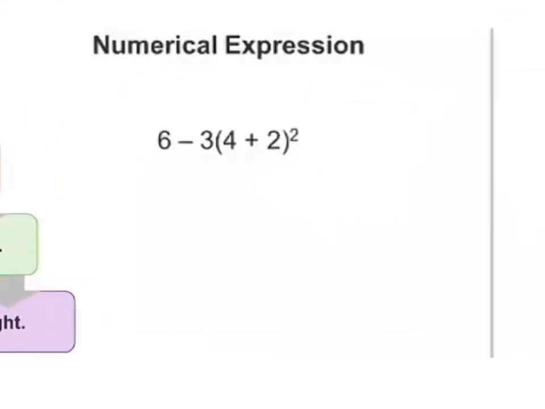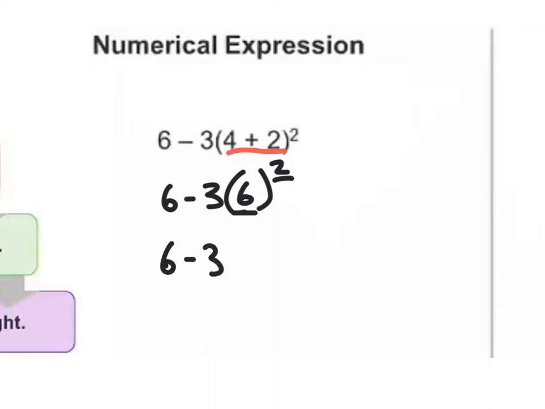With a numeric expression, I want to evaluate what's inside the parentheses first. So I get 6 minus 3 times, and 4 plus 2 is 6. Do that part first, and then you square it. Now I have to square the 6 before I do anything. I'm not squaring the 3, I'm squaring what's inside the parentheses. So I've got 6 minus 3 times 36.